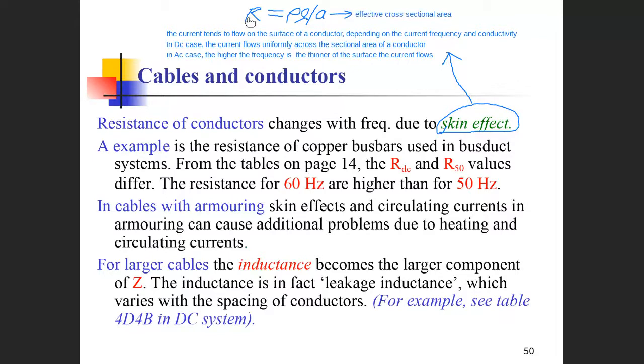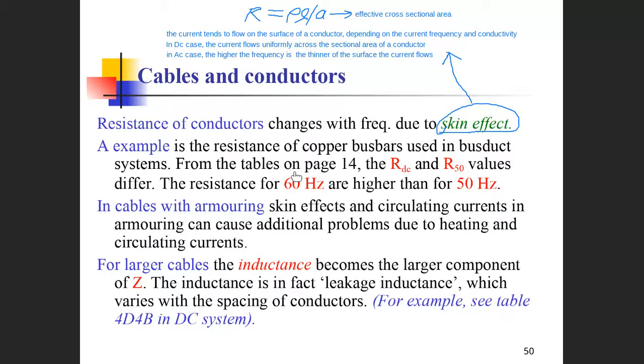And for a given conductor, the resistance is equal to the resistivity times the length of the conductor over the effective cross-section area. So when the effective cross-section area where the current flows is smaller, then the resistance will be bigger. Therefore, in an AC circuit, because the effective cross-section area of the conductor becomes smaller, the resistance becomes bigger.